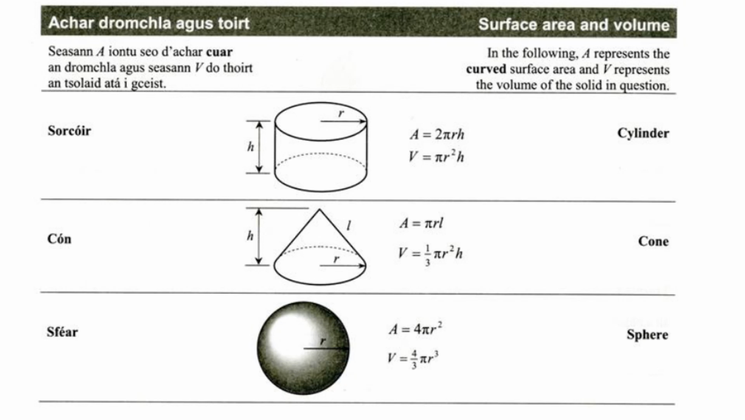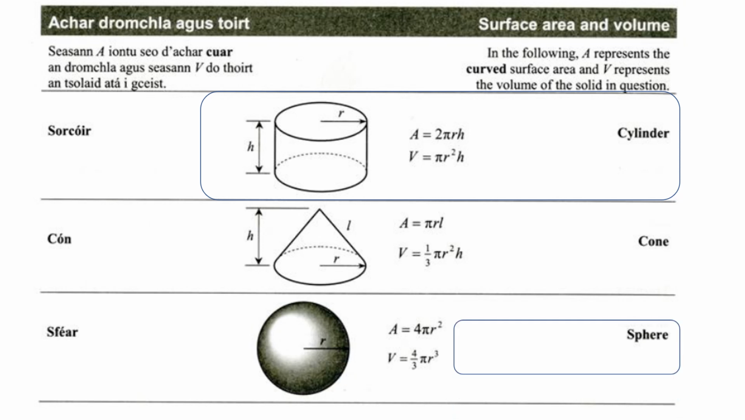So I pulled up the whole page here from our log tables. This is page 10, so we can explore the idea of the surface area in a little bit more detail. So surface area is the outside of the shape. Notice how for the cylinder we have A equals 2 pi r h, and up the top here it says in the following, A represents the curved surface area, and that's really important.